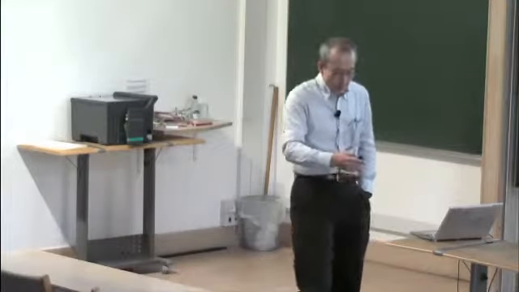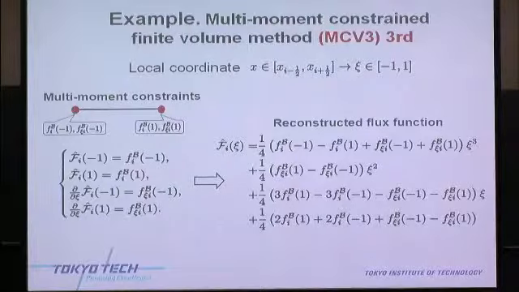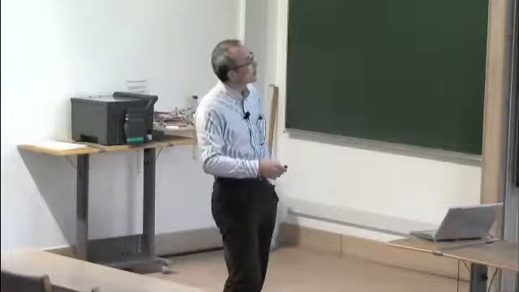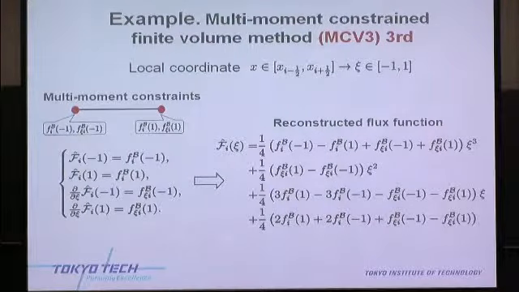Okay. This is the simplest one. We call it the MCV3 scheme. This is a third order scheme which has been published in a paper in 2009 in the Journal of Computational Physics. Here we use these three kinds of constraints. We use the value of a flux function and the first order derivative of it at its two sides. So we have four constraint conditions. We can get this interpolation function.